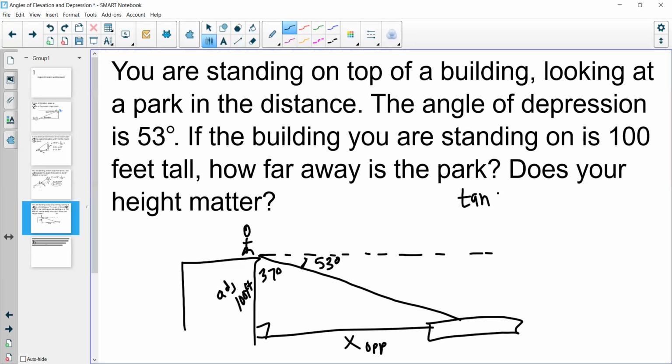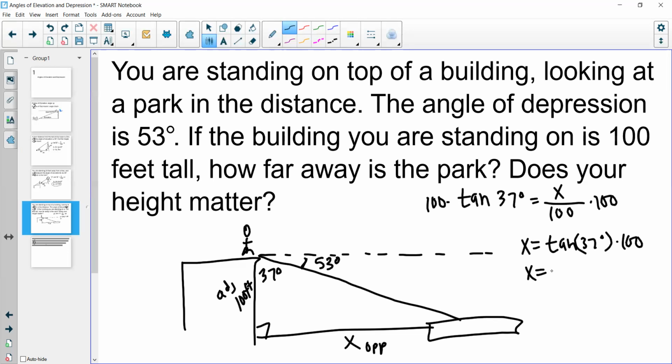So we're going to use the tangent of 37 degrees. It's going to be equal to the distance to the park divided by 100. So we can multiply by 100 on both sides, and we get that x is equal to the tangent of 37 degrees times 100, or 75.36 feet. Awesome. Now that didn't take into account how tall we are.